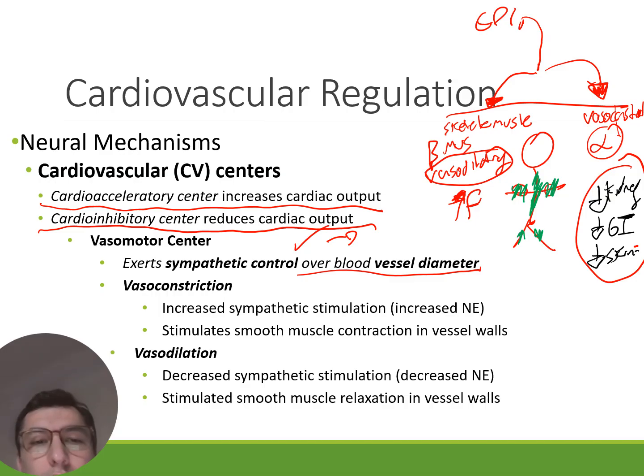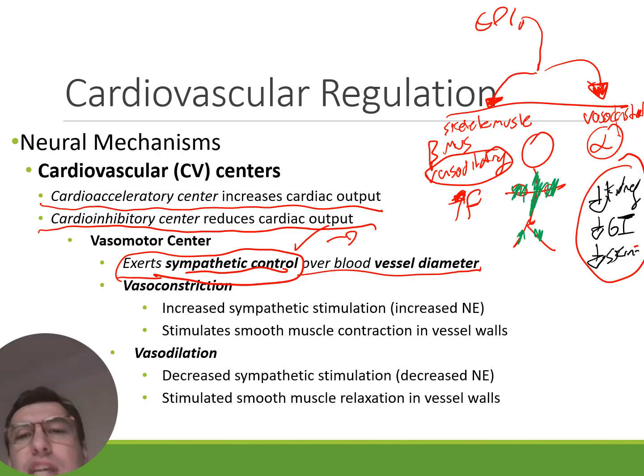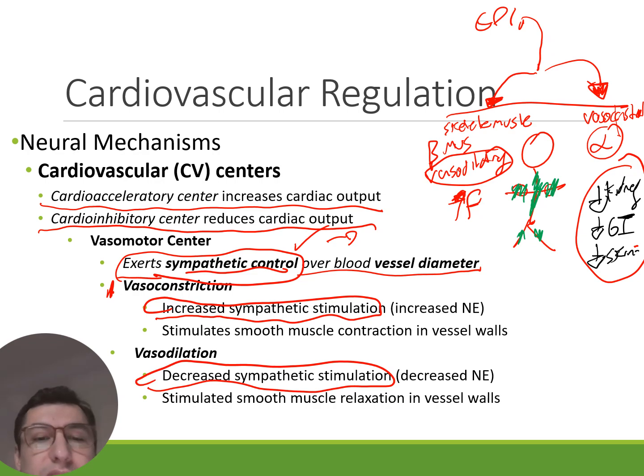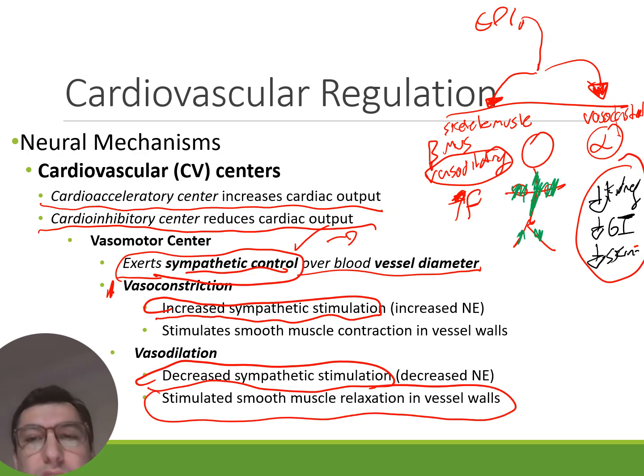Overall, our sympathetic response is going to cause more vasoconstriction to more tissues, and we're going to change vessel diameter in different types of tissue. So with an increase in sympathetic stimulation, most of the body is going to undergo vasoconstriction, and when we have a decrease in that sympathetic expression, we're going to have decreased sympathetic stimulation, and that is going to cause those vessels to change in size.